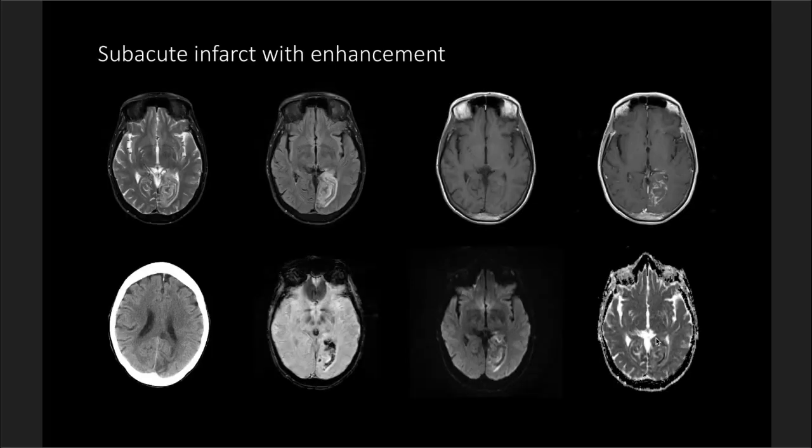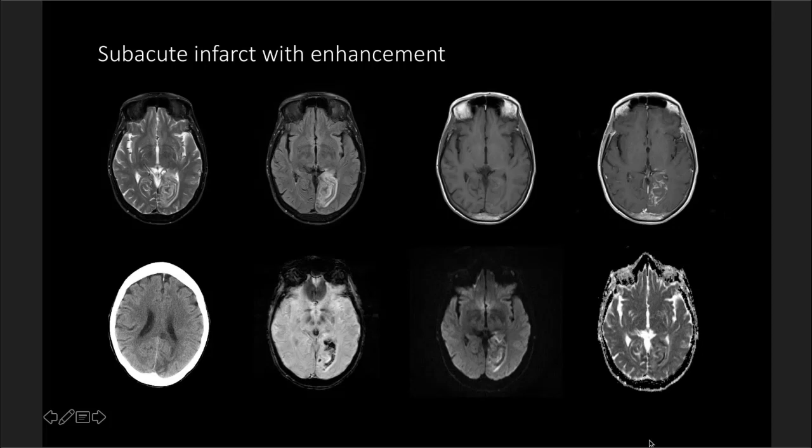So here's an example of a subacute infarct with enhancement. Here we have bright on T2, bright on FLAIR, and pre-contrast T1, post-contrast T1, and you can see this very heterogeneous enhancement on the post-contrast image. There's not very much restricted diffusion, if any, in this tumor, and there's some cortical petechial hemorrhage.